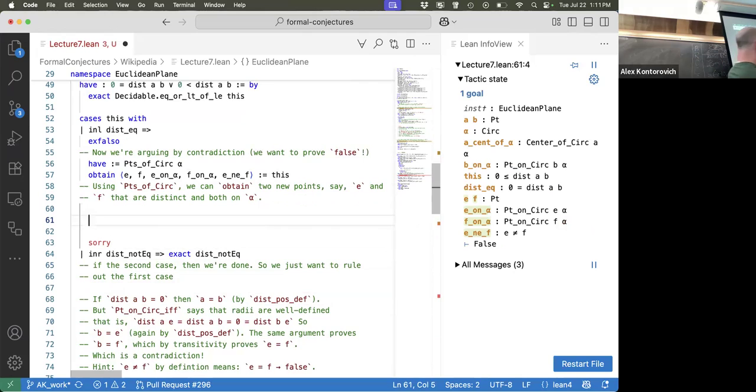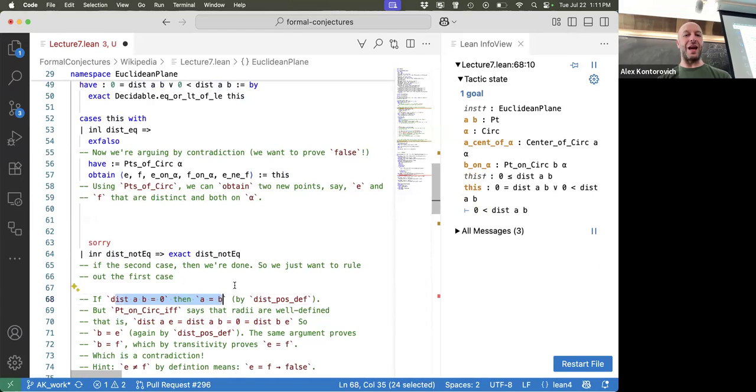All right, so we've got now 3 points on the circle, B, E, and F. We've got the center A. We know the distance from A to B is 0. So what's the distance from A to E? 0. And what's the distance from A to F? Okay, so since the distance from A to B equals 0, then A equals B.